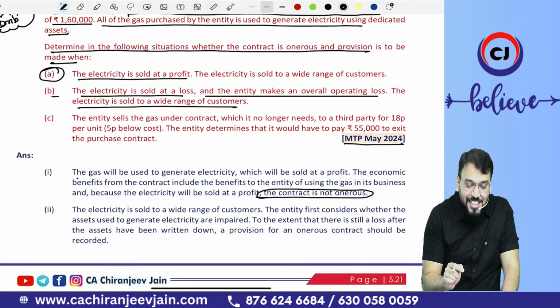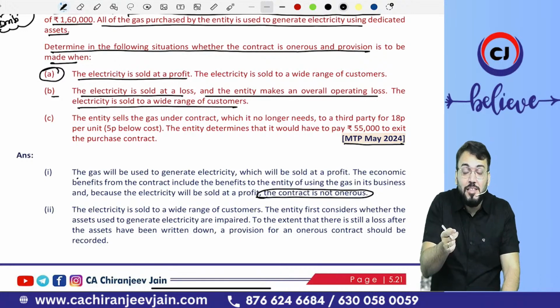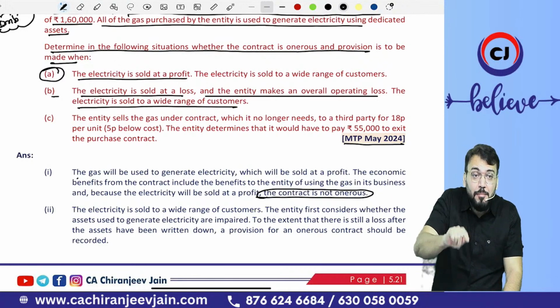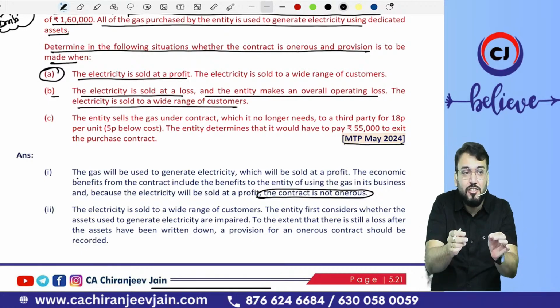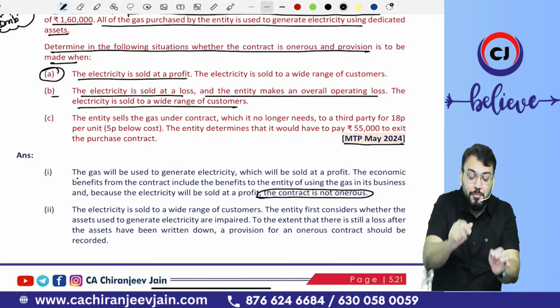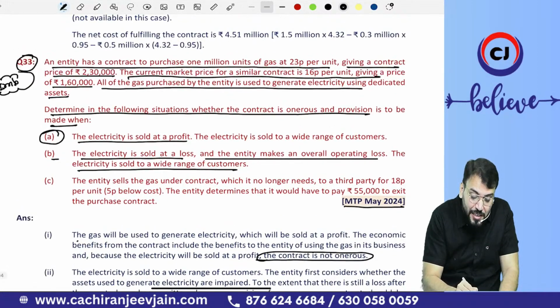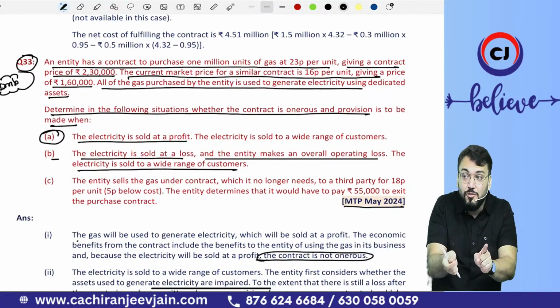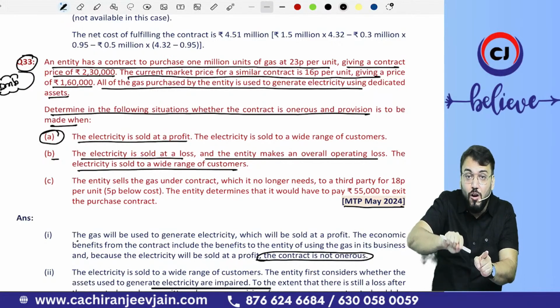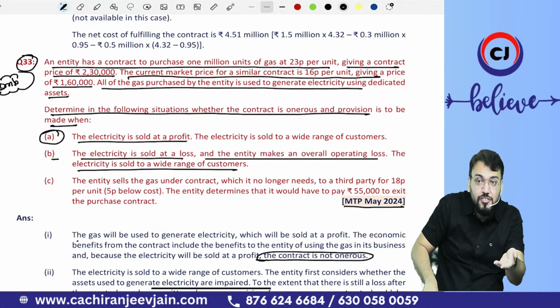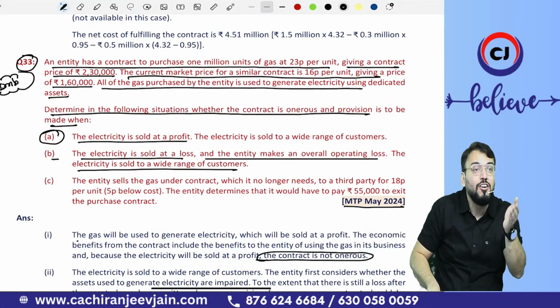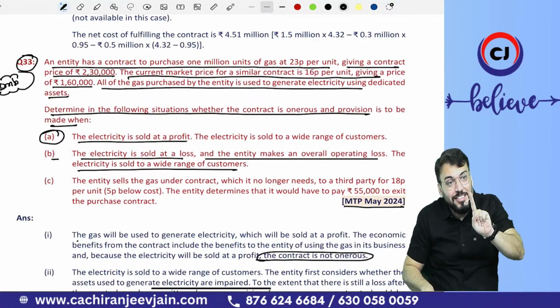In this, can I say we should create a provision? But can I say first we should create impairment loss on the dedicated asset? For that, information has not been given, but you can write that para also. Because they have said that for this contract they will generate electricity by using a dedicated asset. So first we need to calculate impairment loss on the dedicated asset as per Ind AS 36, and for the balance loss we need to create a provision for the onerous contract as per Ind AS 37.